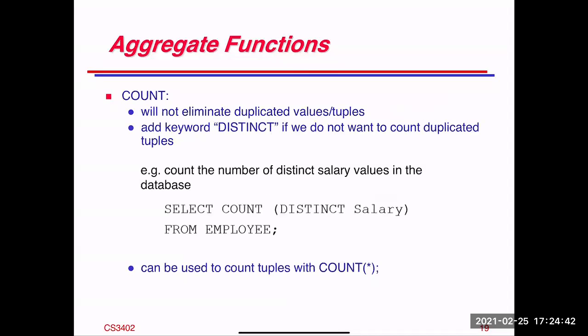So let's talk a bit more about the count function. Count doesn't eliminate duplicate values, right? Because there might be some tuples that have duplicate values in the result set that you're looking at. So if you want to eliminate that, you need to add the distinct keyword. So here's an example where we count the number of distinct salaries that show up in our database. We're going to select from the employee table, and what we're returning is the count of the distinct salaries.